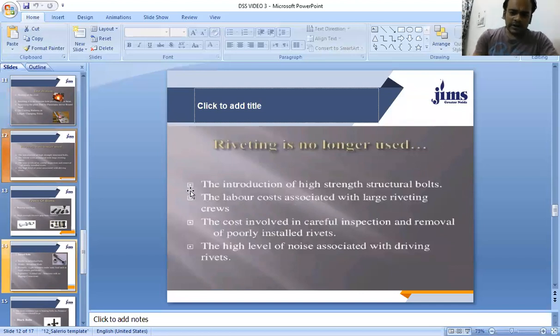Nowadays, riveting is not used because it has many demerits, which we will discuss. Introduction of high-strength structural bolts, the labor cost associated with large riveting tools, the cost involved in careful inspection and removal of poorly installed rivets, and a high level of noise associated with the driving process. When hammering was done, there would be heavy noise. So these are the demerits why we do not use rivets nowadays.